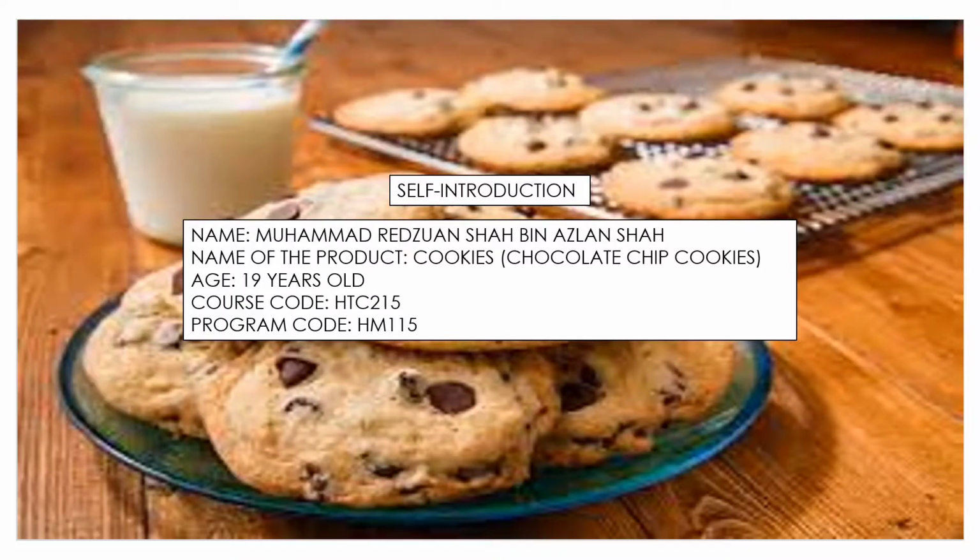Self-Introduction. Hi, my name is Muhammad Rizwan Shah bin Azlan Shah and I'm 19 years old. The name of the product is cookies, which is chocolate chip cookies. The course code is HTC215 and the program code is HM115.